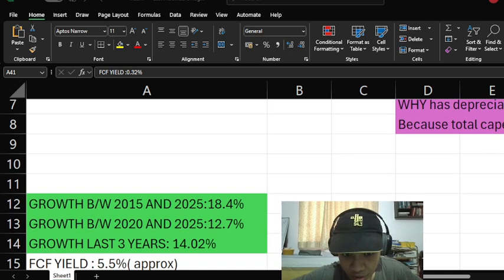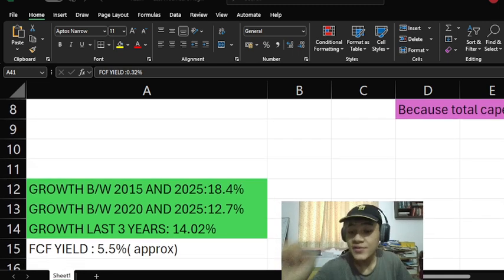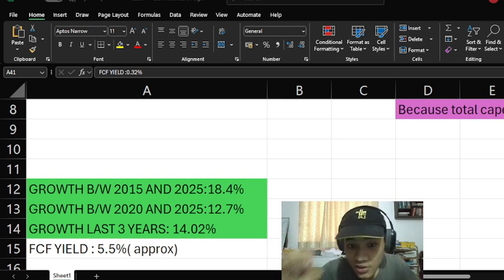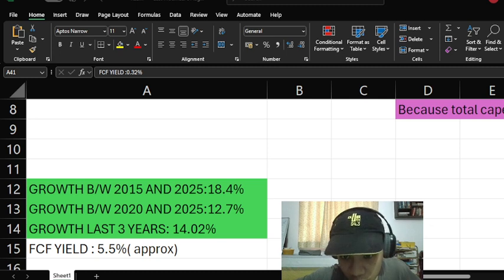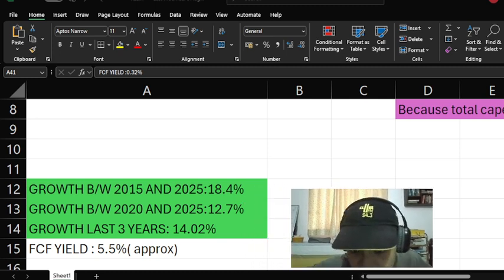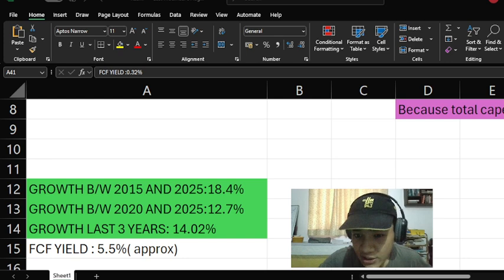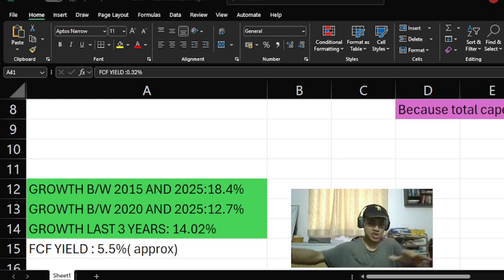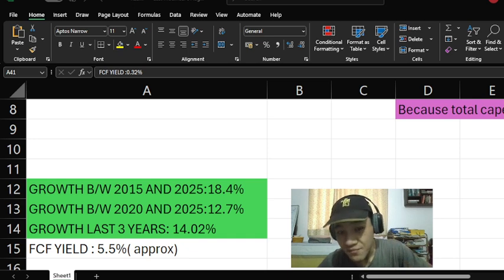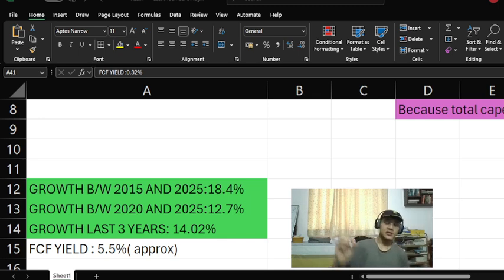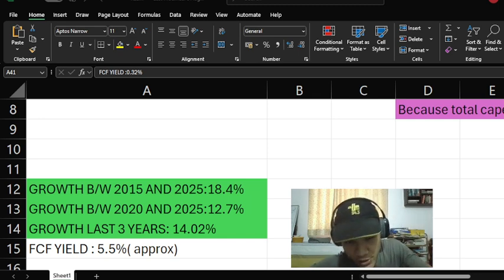Now, one more thing here is this. This is showing four things. First, the free cash flow growth, then the free cash flow yield. Let's focus on free cash flow yield. The free cash flow yield means free cash flow as a percentage of total market cap. So right now, as an approximation, this keeps changing as market cap changes, but approximately 5.5% free cash flow yield, extremely good.